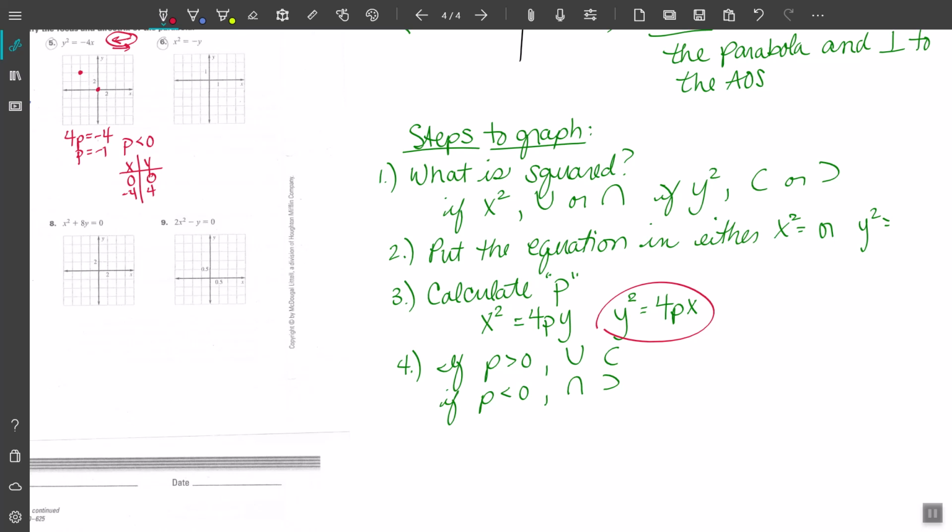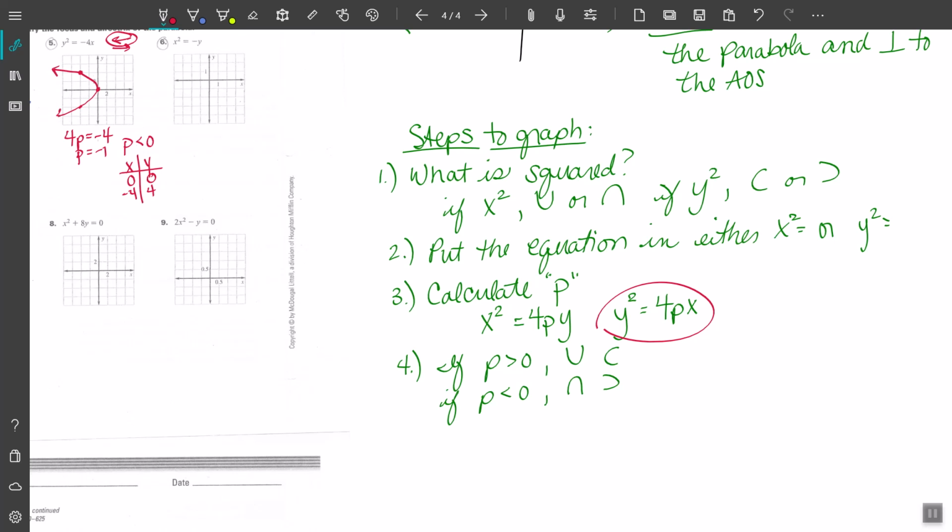Because this is opening to the left, and it's a y squared, we know the axis of symmetry is going to be the x-axis right here. So that's our axis of symmetry. This is our mirror. So I'm going to mirror that over to get the third point. And then I'll draw my parabola in like that.